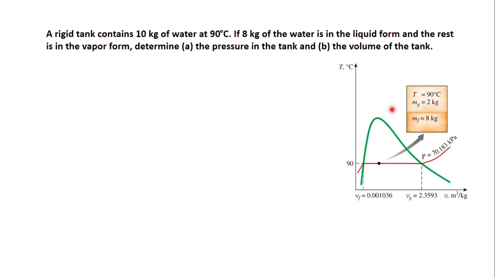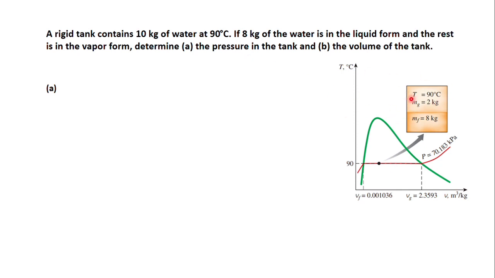So here we have our TV diagram for this problem. A rigid tank contains a saturated mixture. The pressure and the volume are to be determined. So at letter A, the state of the saturated liquid-vapor mixture is shown in our figure.